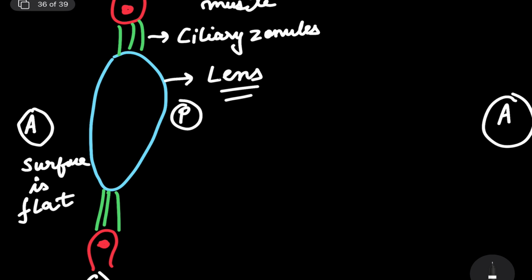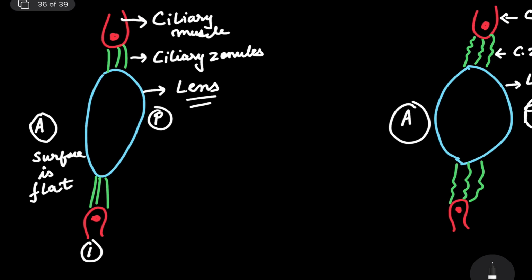Anterior surface of the lens is flat. Now think about this. How will you make something flat? By pulling it, right? How do you stretch something out? How do you make something flatter? By pulling it. So to pull the anterior surface of the lens, who exactly will be pulling it? It will be pulled by the ciliary zonules.